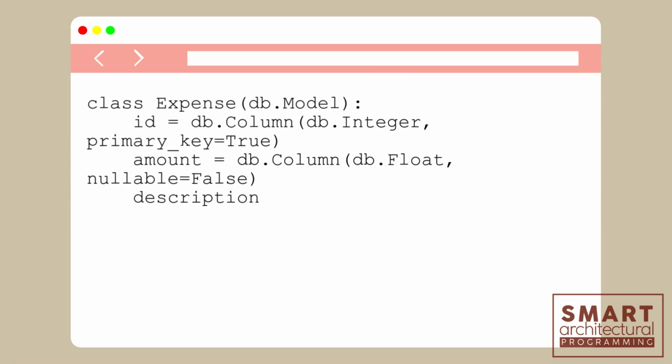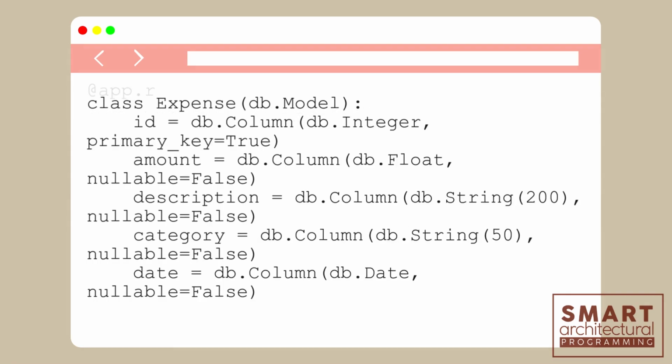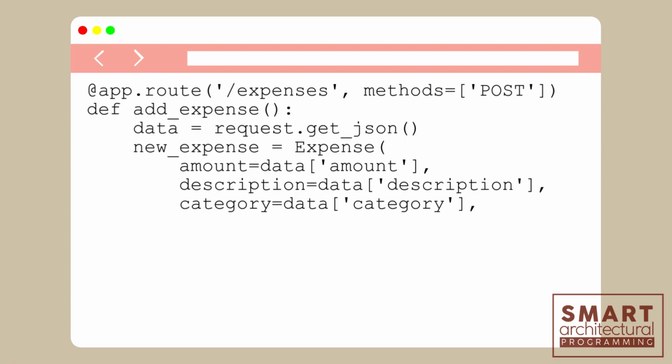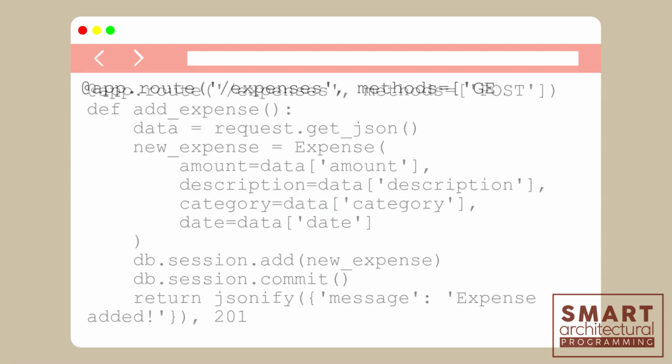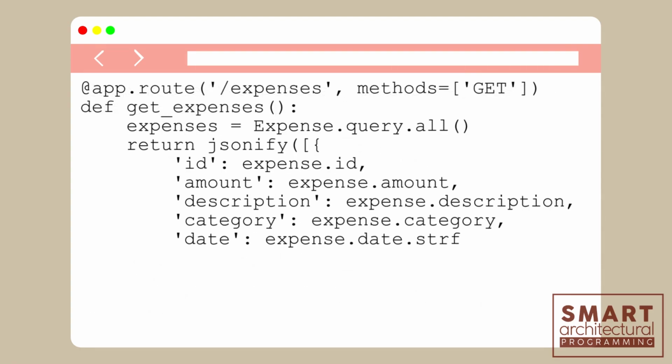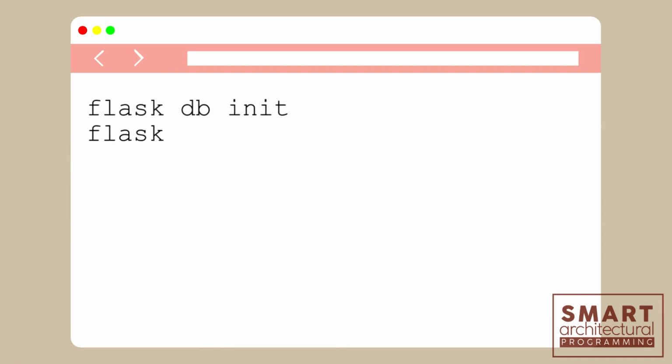We'll create a simple REST API to manage our expenses and income. Create a file named app.py. Run the following commands to initialize the database.